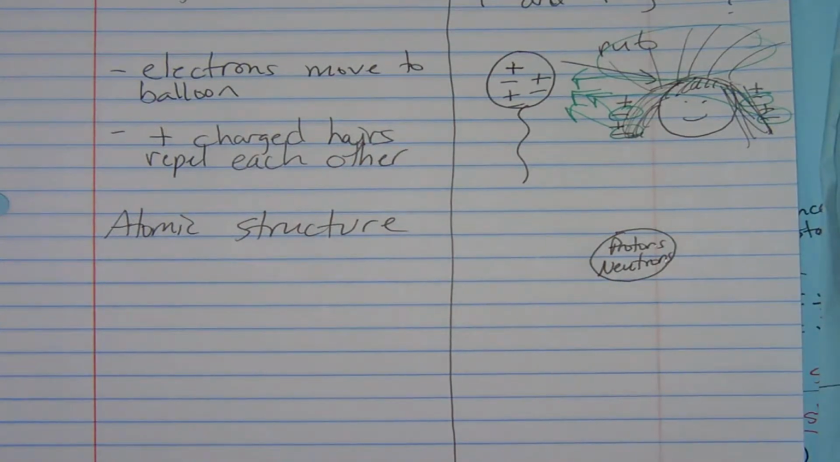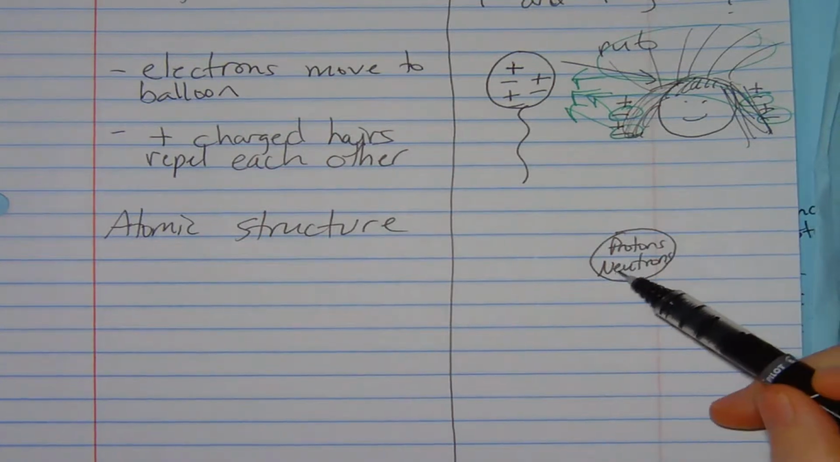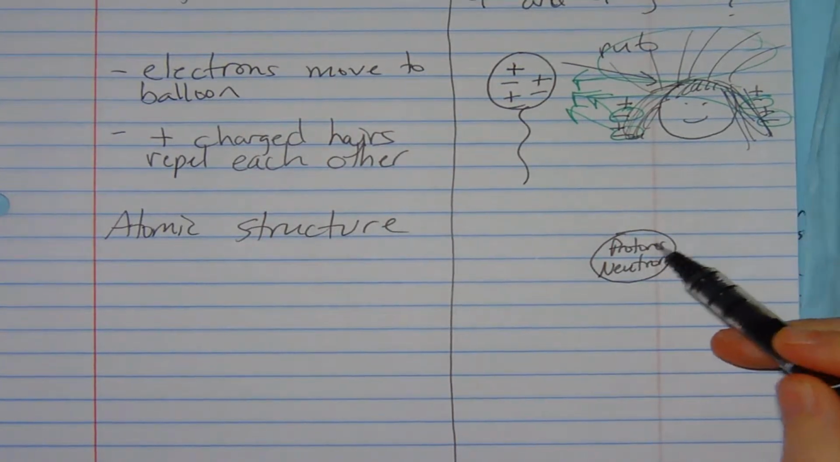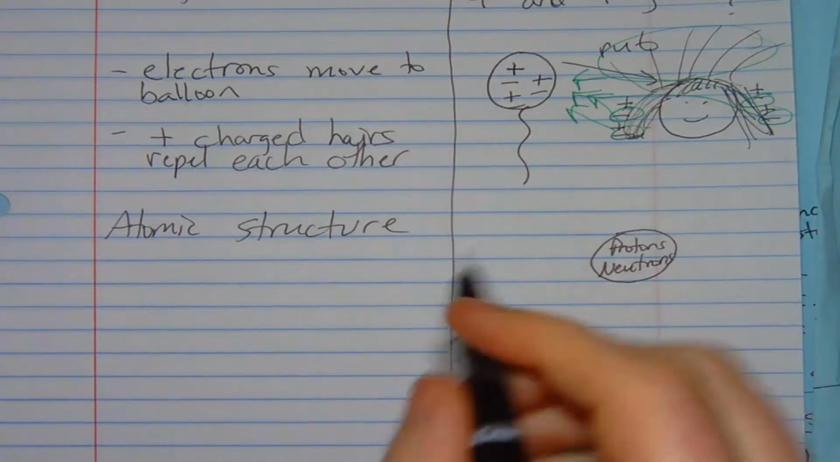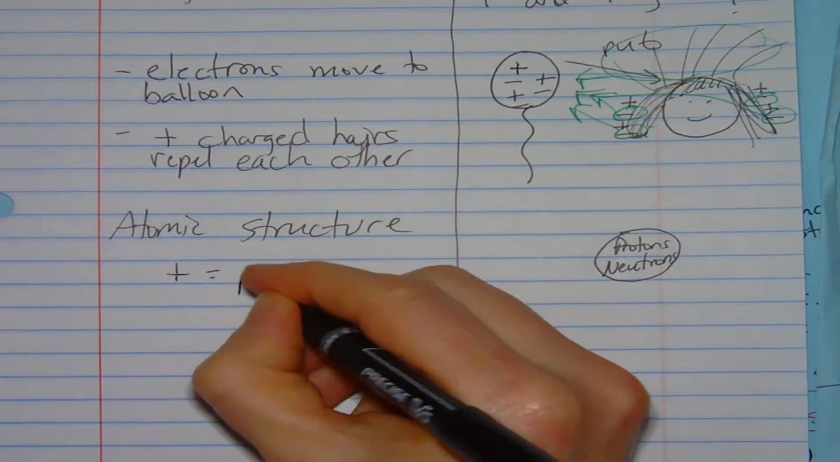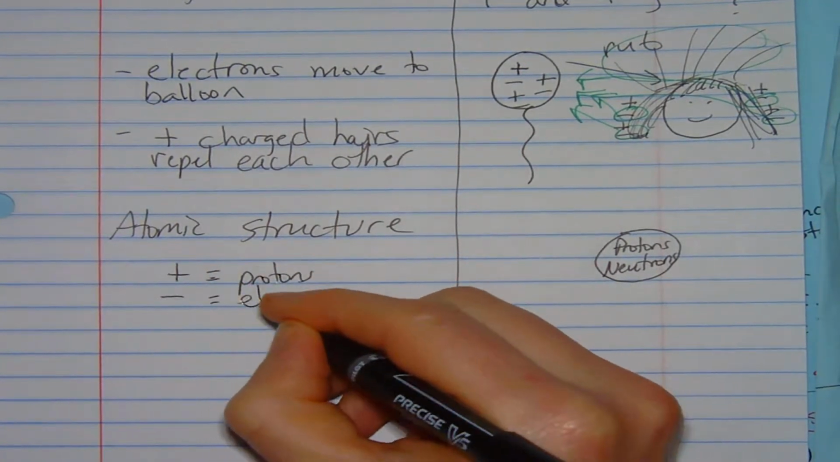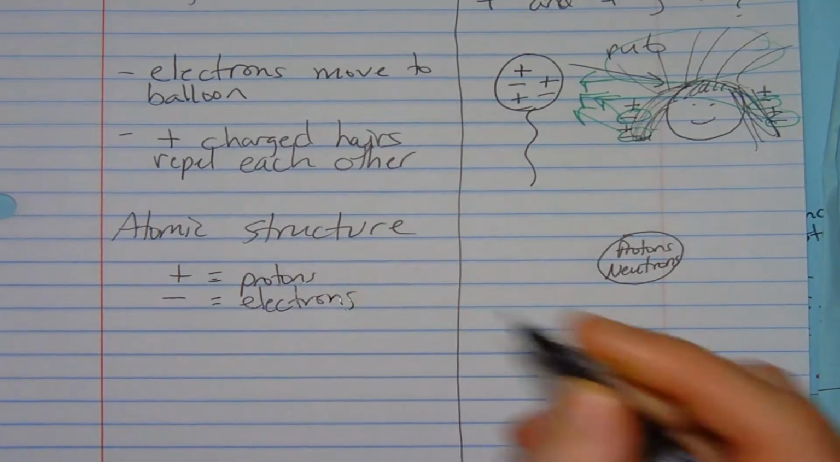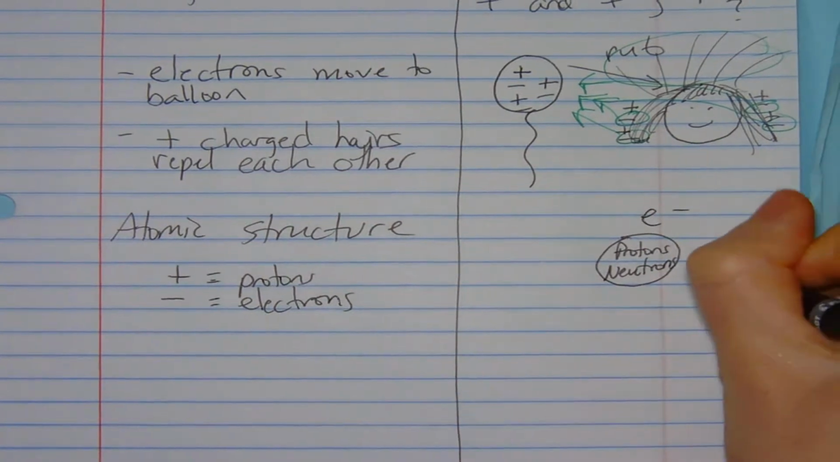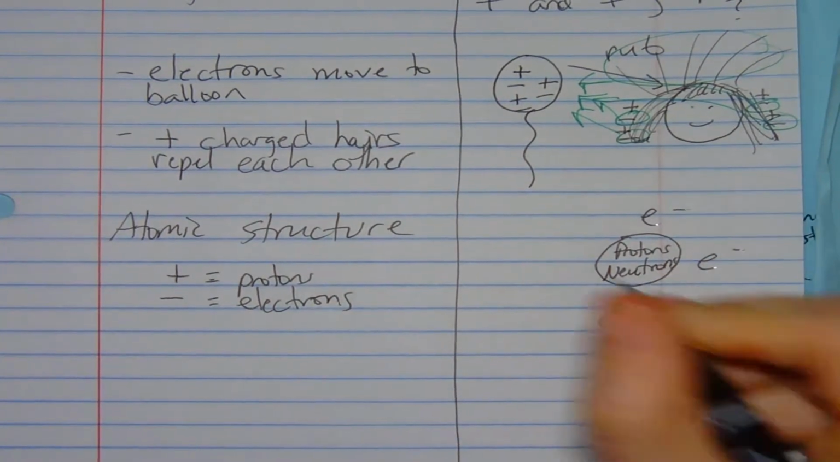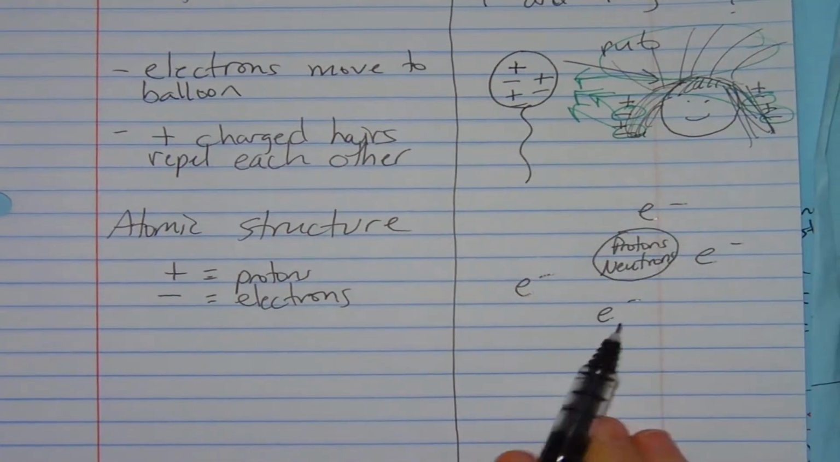Neutrons are important, just not for electricity. They're important in chemistry, all right? But we don't care about them because they have no charge. We care about protons. Okay, so the positive are the protons. And we care about the negatives. Those are the electrons. You represent them with an e and then a superscript negative.